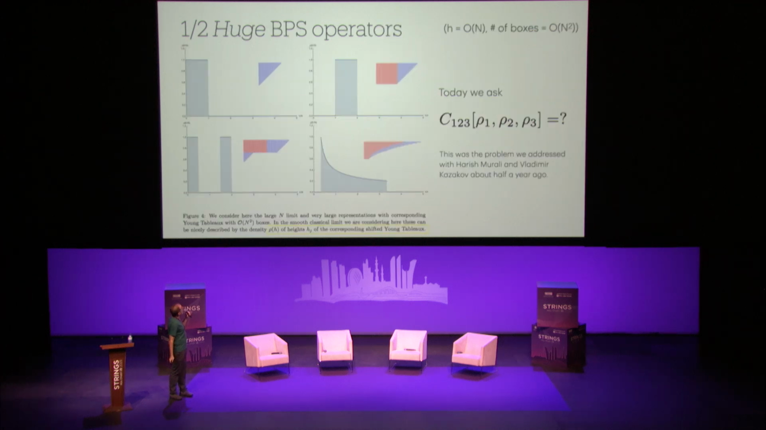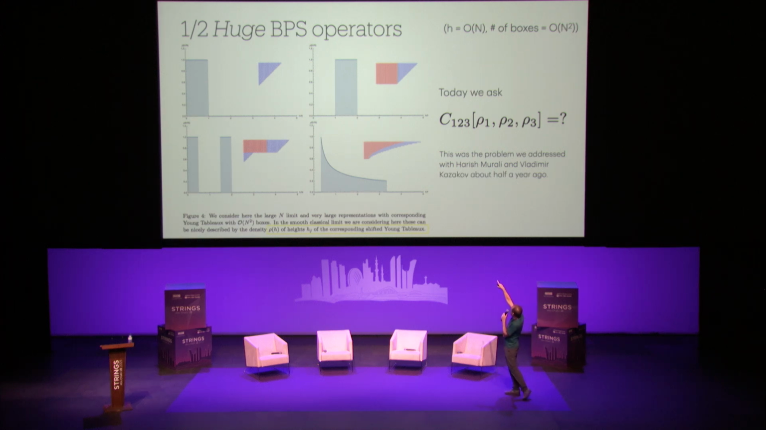Okay, very good, but for now, what would be these huge operators? These huge operators would be operators where I have these big Young tableaux, big representations, where each line has order n boxes. So in total, I have order n squared boxes. And here are just a few examples.